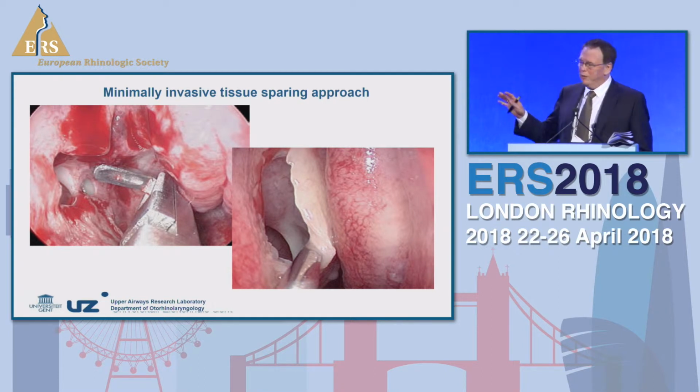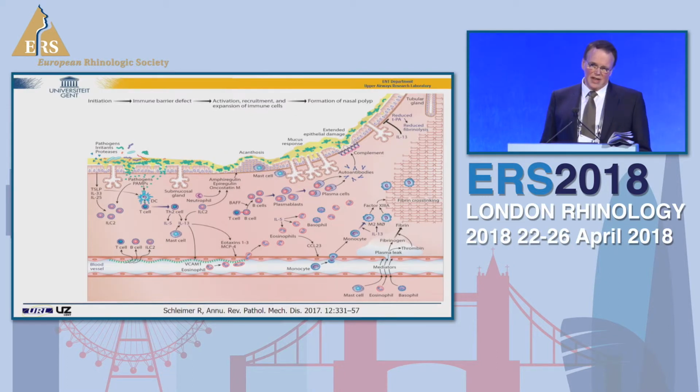So that's what we like to do, very meticulous, really fine surgical work. That's perfect for all these cases with a non-type 2 disease. But what happens in type 2 disease? There are a lot of things that go wrong.